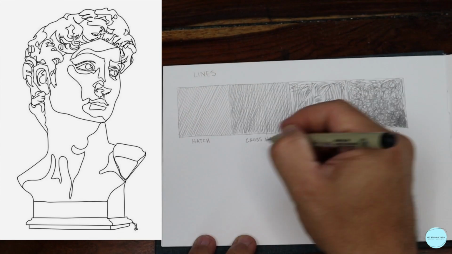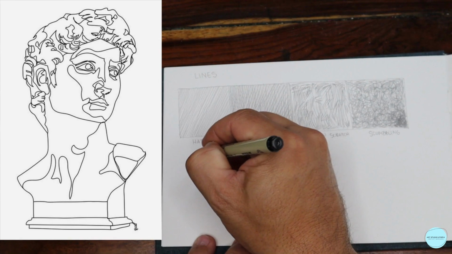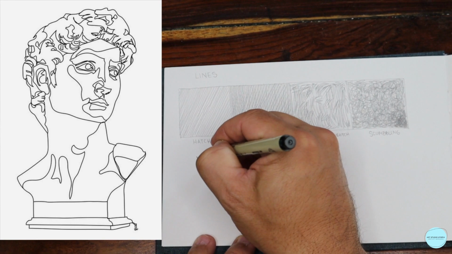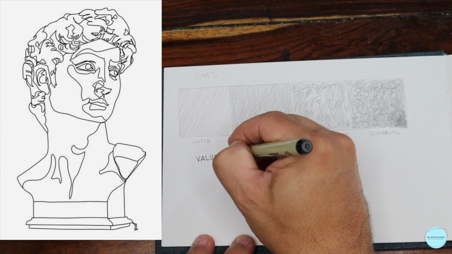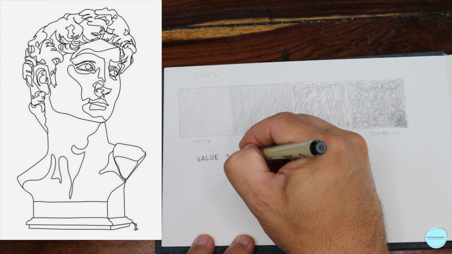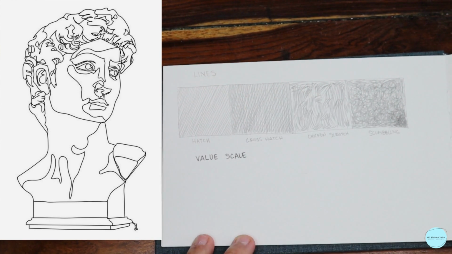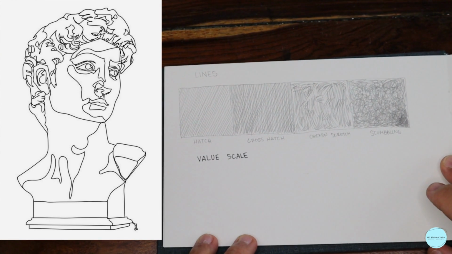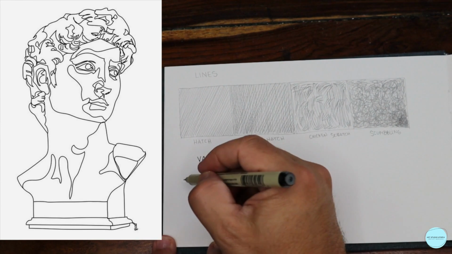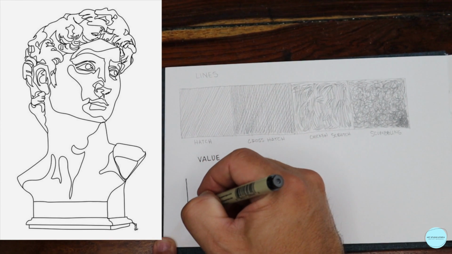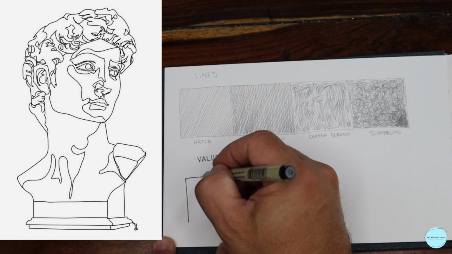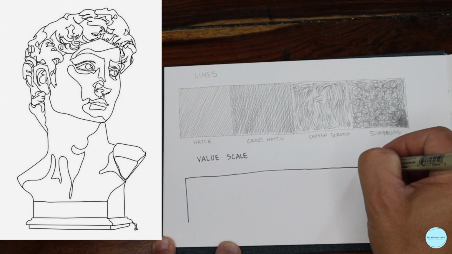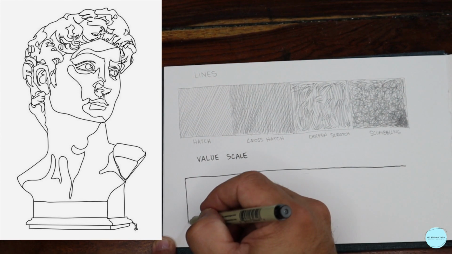So here I'm going to write a value scale. Notice that I'm just writing. Can't talk and write at the same time. Here we are. So a value scale. And what I'm going to do is switch over to an ink pen. Hopefully you have one. Any ink pen works.